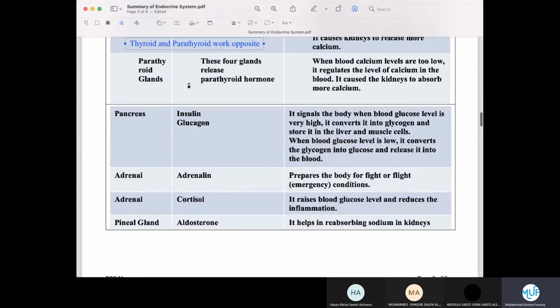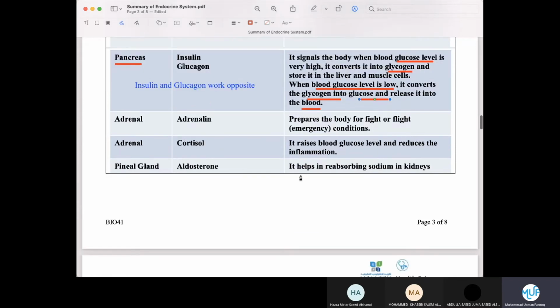Now here again, we will see insulin and glucagon work opposite. How do they work opposite? Both are released by the pancreas. Insulin decreases the blood glucose level and converts it into glycogen, which is stored in your muscles. Later on, when you are fasting or your blood glucose is low, glucagon is released and it breaks down the glycogen into glucose in the blood. So this is how they work together.